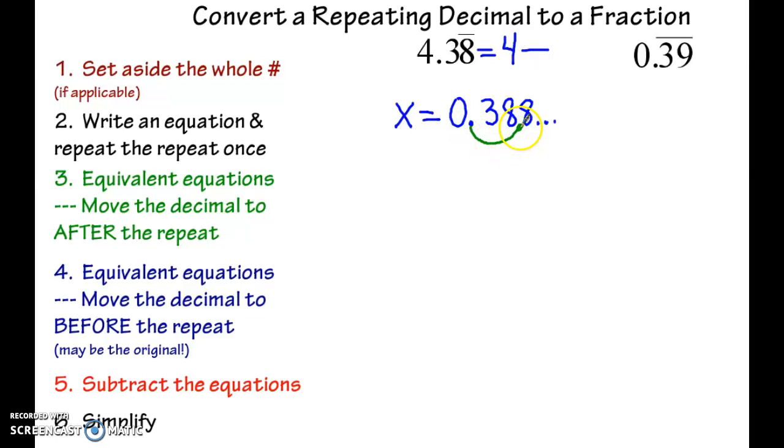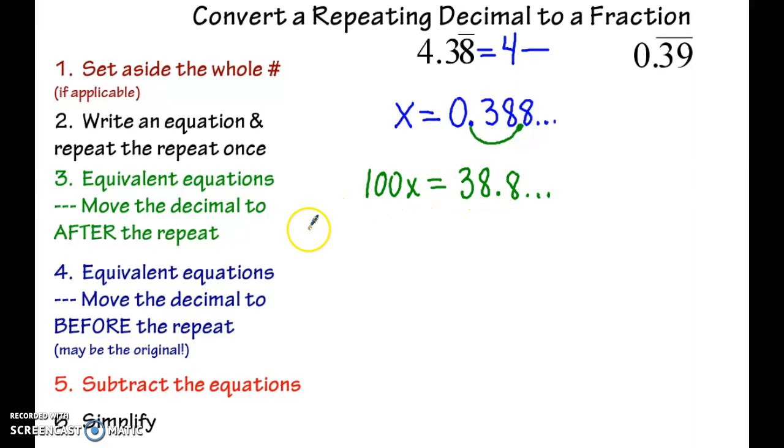Since I'm moving it twice and I need an equivalent equation, I need to multiply x times a power of 10. So I'm going to multiply that by 100. So 100 times x will make it still equivalent because I moved my decimal twice. So this is now 38.8 dot, dot, dot. Remember, this is still repeating. It goes on and on forever. And this equation here is equivalent to this equation here.